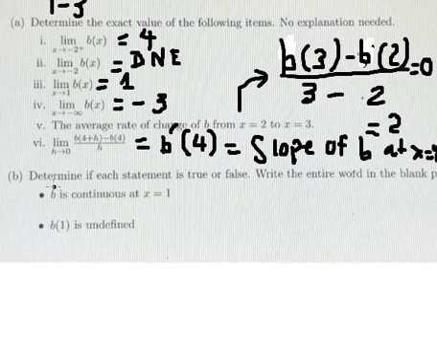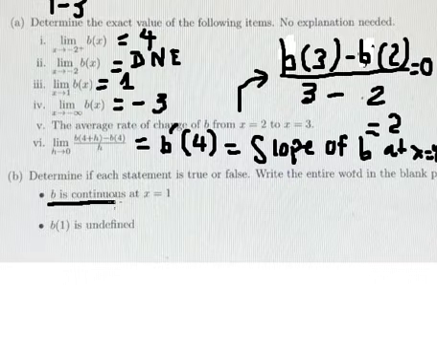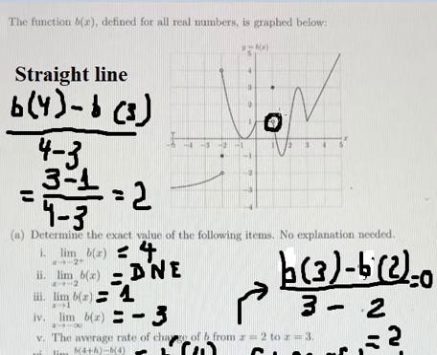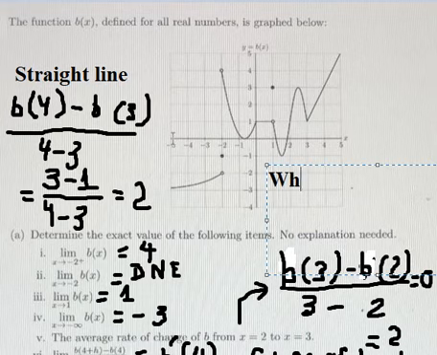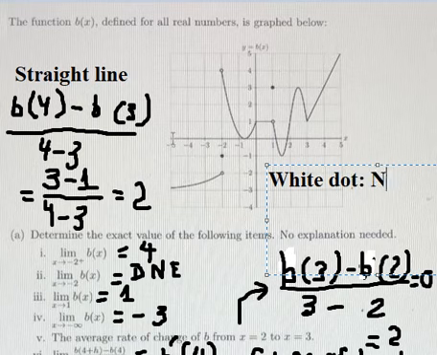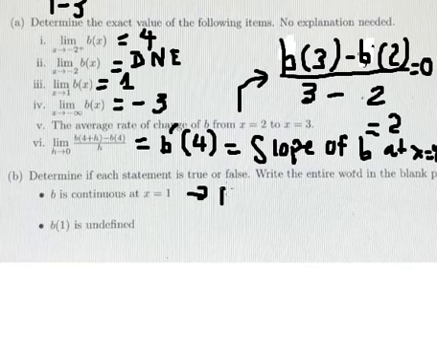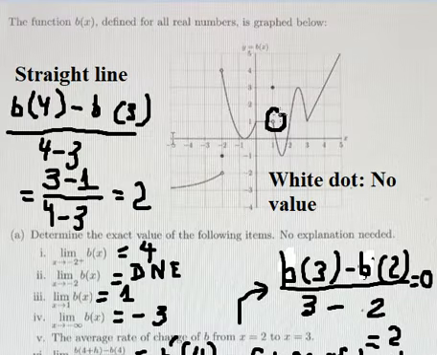The next one, determine if each statement is true or false. Number 1, b is continuous at x equals 1. So at x equals 1, we see that we have the white dot. The white dot means no value here. So this is false, because we have the white dot, we don't have the value, so that's not continuous.